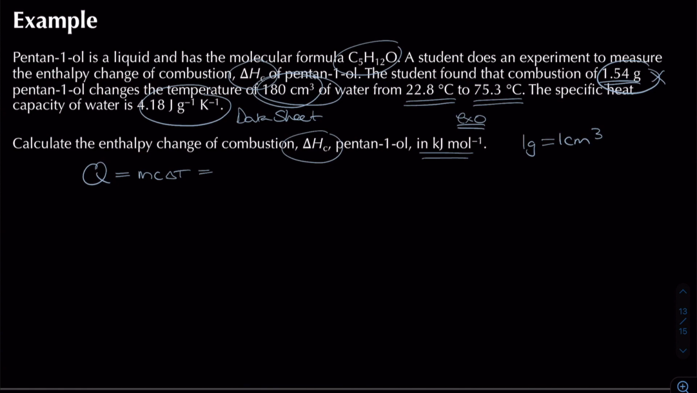I'm going to say that I've got 180 grams times 4.18, the specific heat capacity of water, times our change in temperature, which in this case is 75.3 subtracting 22.8 degrees. We don't need to convert into Kelvin because we get the same number, and so I end up with a value of 52.5 degrees Celsius. I'll put that in my calculator, and to three significant figures I end up with 39,500, and that's joules.